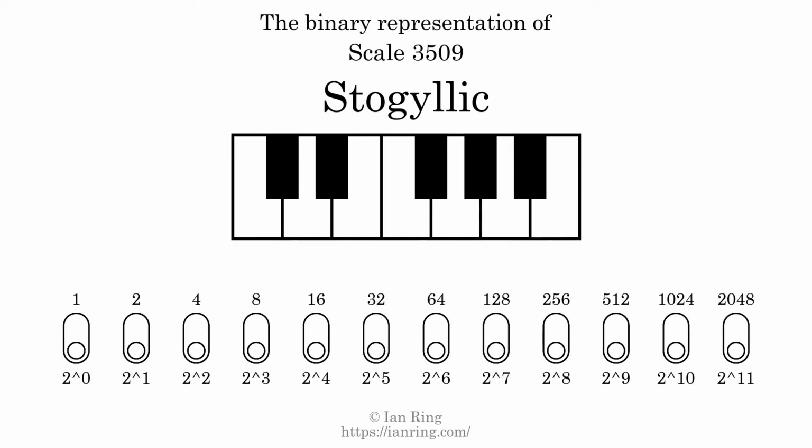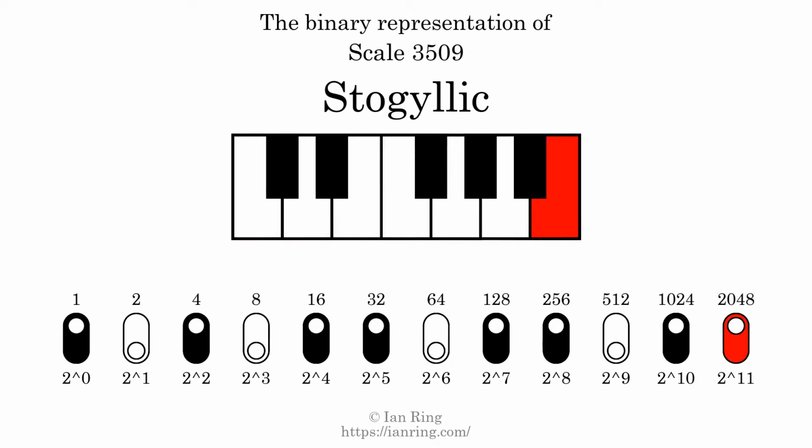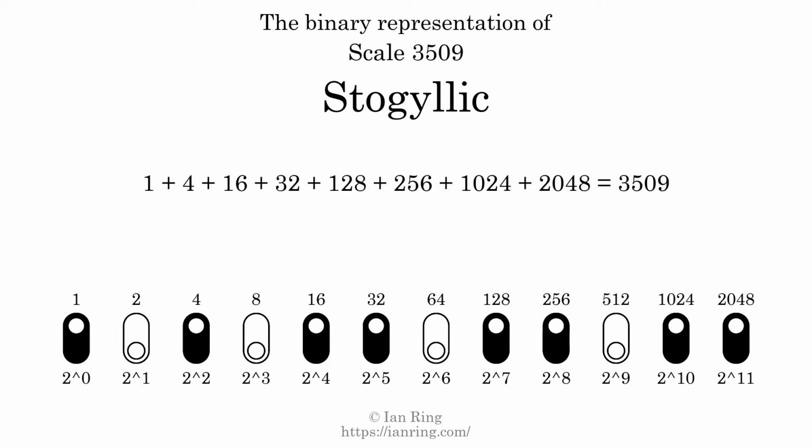The binary representation of this scale is determined by mapping tones of the scale to binary digits. Each binary digit represents a power of 2. To get the scale number, we add the powers of 2 together. The powers of 2 that are present in the scale, all added together, equals 3509. That is why the scale number, in decimal, is 3509.